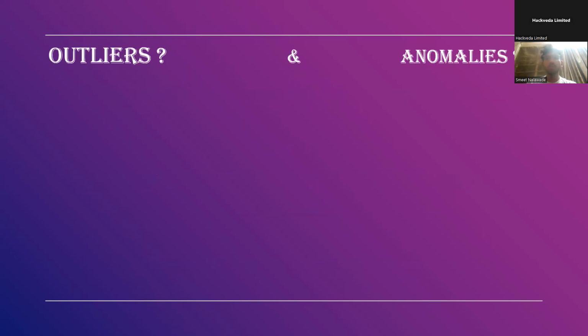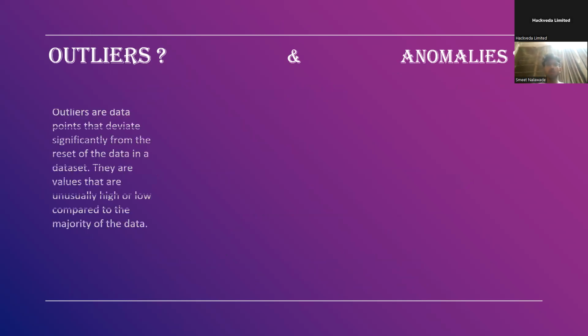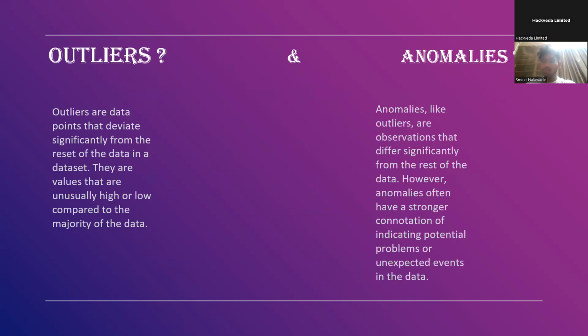Before proceeding, we have to understand these two terms, which are outliers and anomalies. Outliers are basically data points which deviate from the rest of the data set. These values are unusually high or low compared to the majority of the data. The other term, anomalies, like outliers, are observations which differ significantly from the rest of the data.